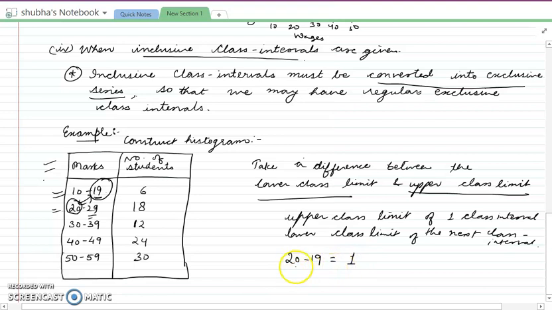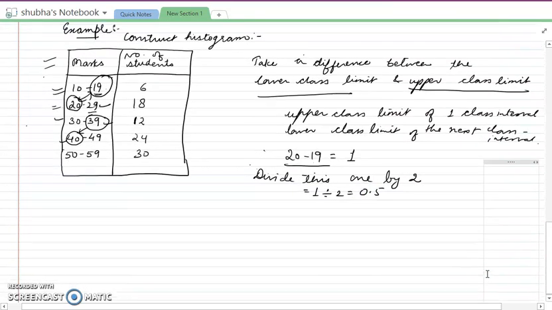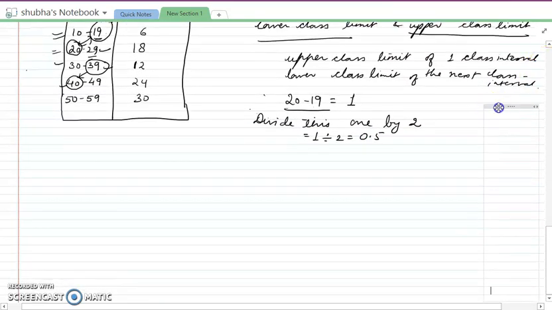It is 1. For the next one we'll take the difference between 29 and 30, then 39 and 40. 39 is the upper class limit of one class interval and 40 is the lower class limit of the next class interval. So we take this difference, 1, and divide it by 2. 1 divided by 2 is equal to 0.5. So this 0.5 will help us to make the exclusive series.